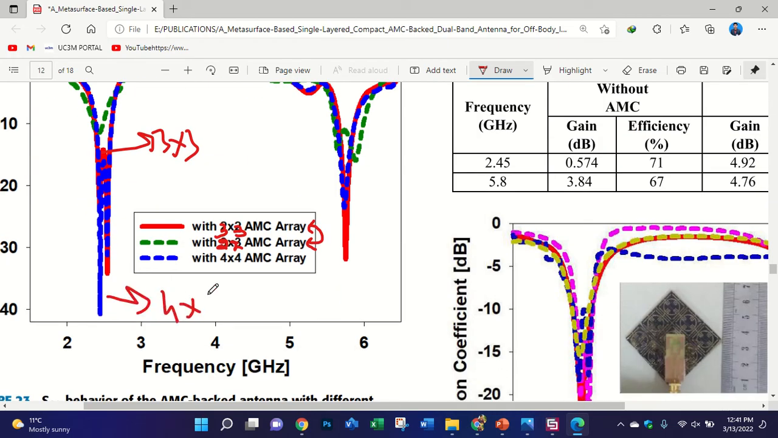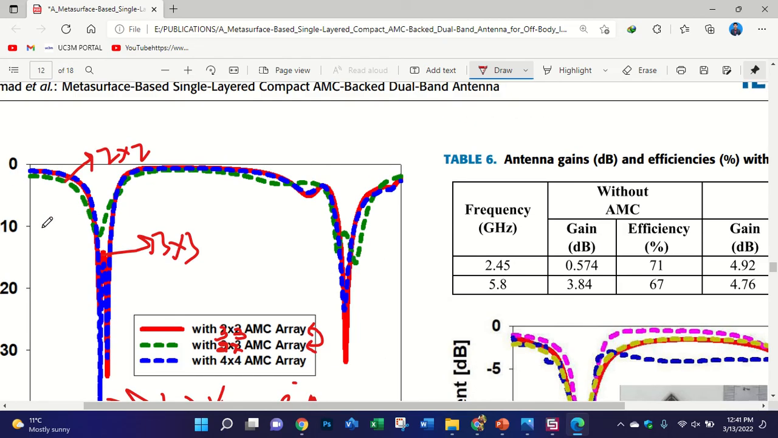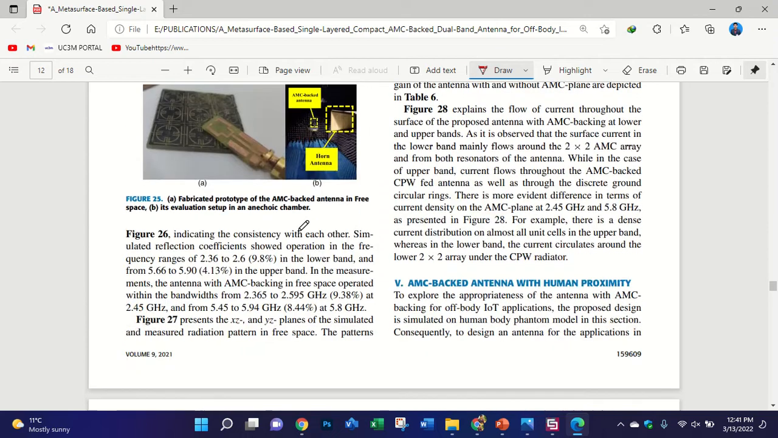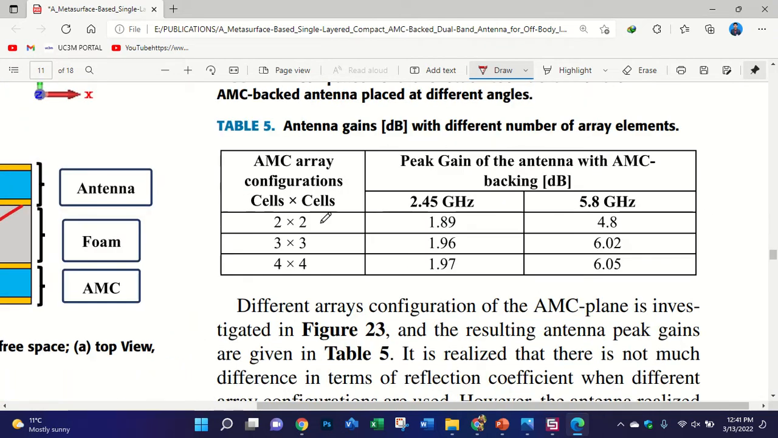With 4 by 4 surely the size is very big, so I did not prefer to use the blue 4 by 4, because even if I achieve the same results with 3 by 3, why would I use 4 by 4? With the 2 by 2 you see there is very little reflection coefficient, and in the table you can see there is a difference in the gain. With 2 by 2 the gain was 1.89 at 2.45 GHz, and the gain at 5.8 GHz is this one.